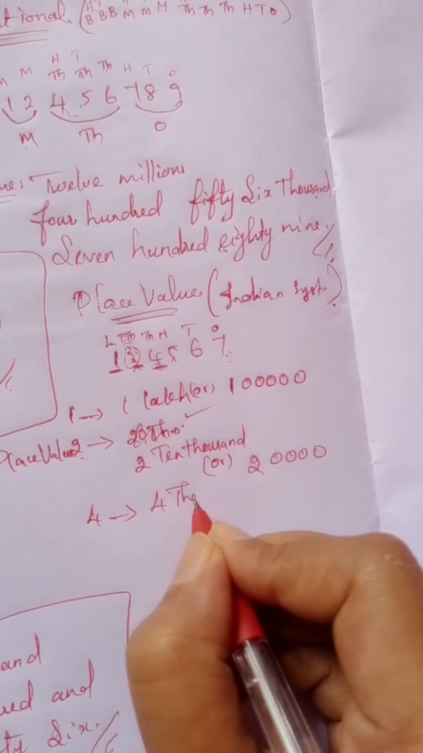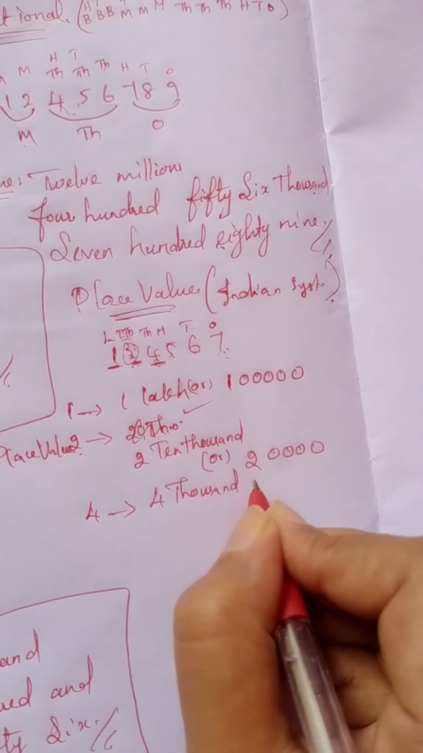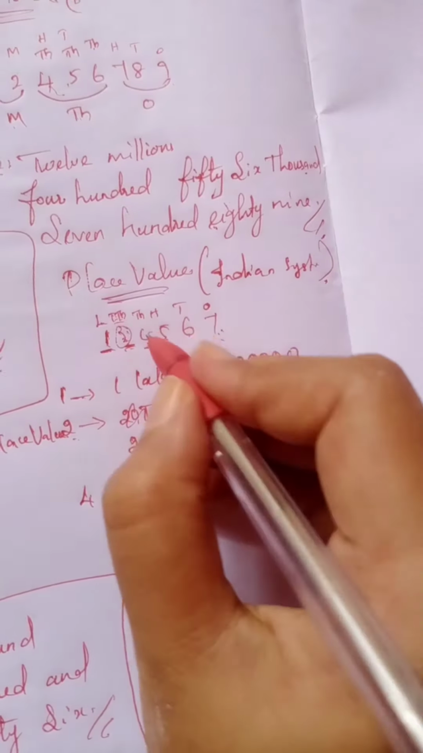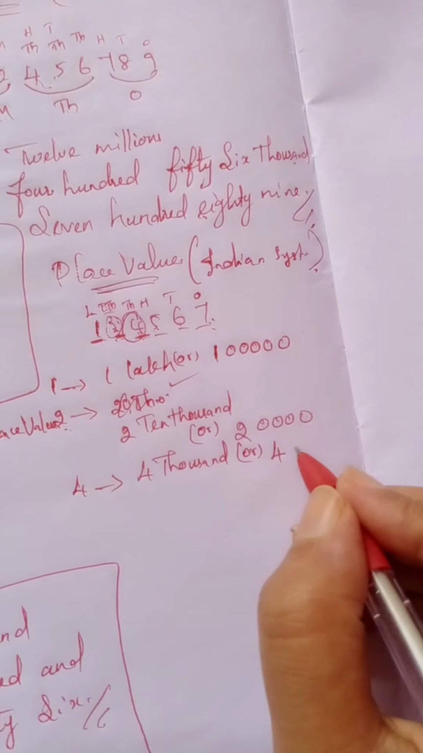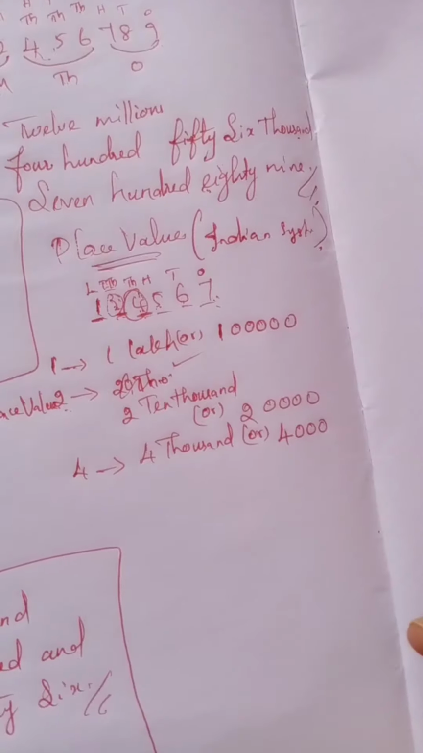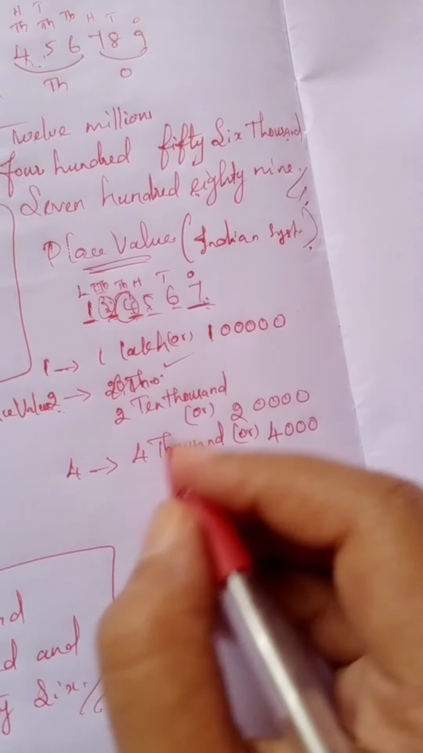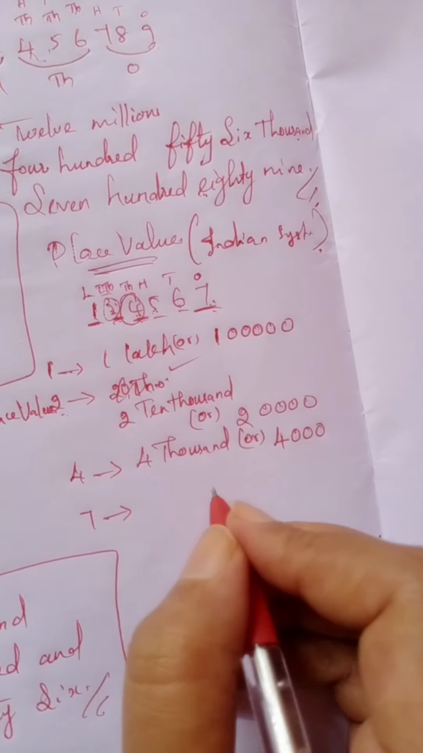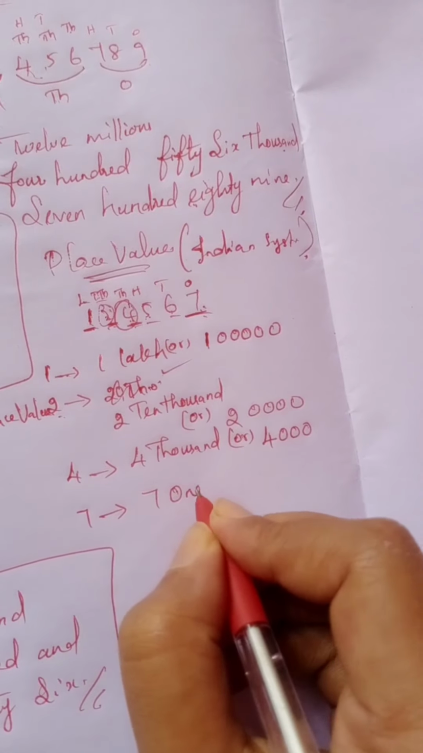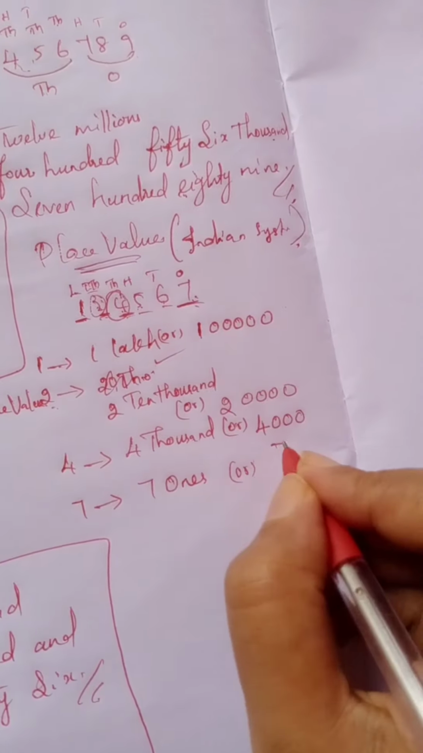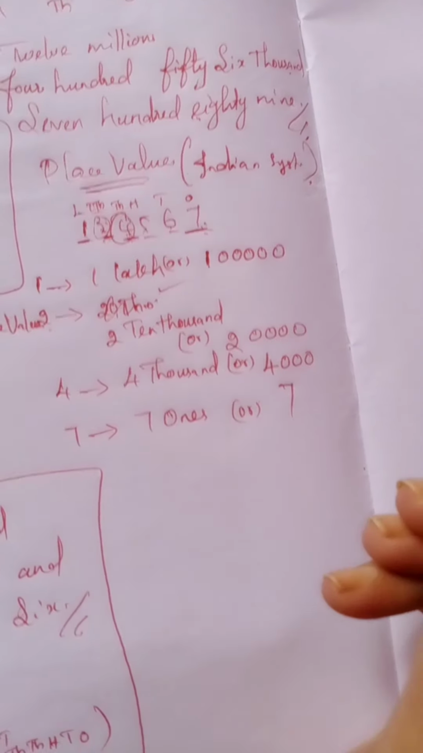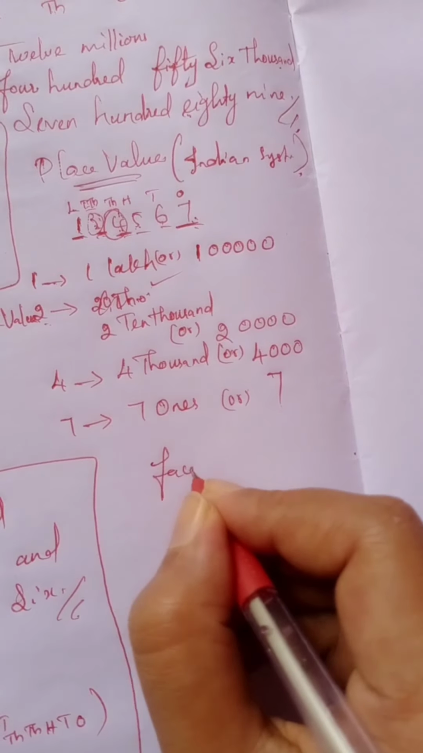Then what's the place value of 4? 4 at the thousands place. So 4,000. Otherwise write that 4. After 4 how many digits are there? 1, 2, 3. 3 digits. So just mention 3 zeros. Okay. Now place value of 7. What's that? 7 at ones place. Or 7. Is there any digit after 7? No. So there is no 0.